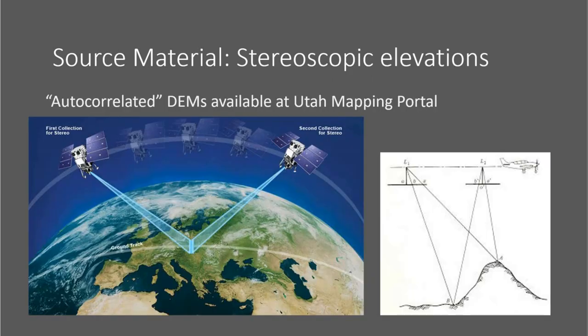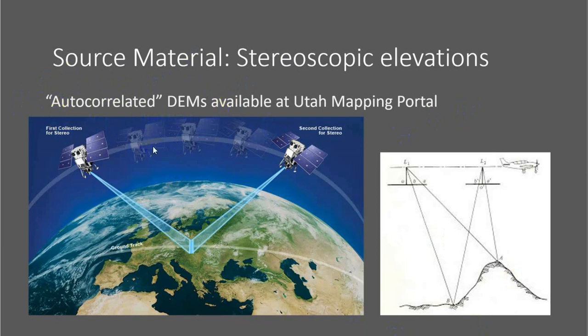Okay, so pulling data from the USGS, like I said, it's an interactive map, produces great data. The stereoscopic elevations that I was talking about, we use these a lot. What I mean by stereoscopic is take images of the ground from two different angles, and from those angles we can use geometry to calculate elevations of the surface. Like I said, they're called autocorrelated DEMs because of the autocorrelation process, spatial autocorrelation, to create a smooth surface.